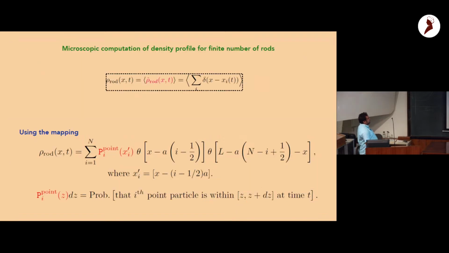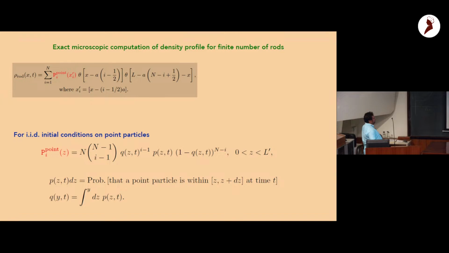Let's say the density of the rods for any finite n. Using this mapping one can show that the density of the rods can be written in terms of some probabilities of the point particles, which is basically the probability that the ith point particle is within z to z plus dz. And this quantity you can compute for some specific initial conditions, of course. For some other initial conditions also you may be able to compute.